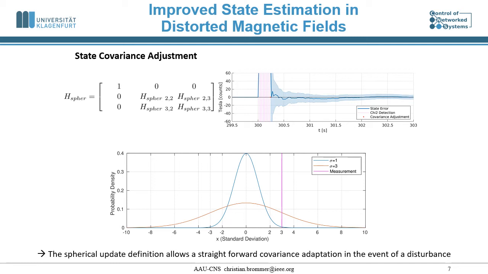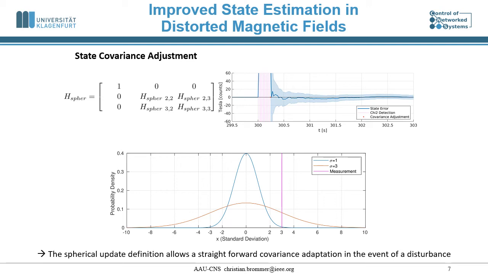We are using the Jacobian of the spherical update definition and the chi-square upper critical value to enclose the disturbance by 1 sigma. This is shown by the orange probability distribution. The error plot of the magnetic field strength on the top right shows the result. A disturbance is introduced at t equals 300 seconds. The covariance is increased after 10 consecutive outliers, and the error, as well as the covariance, converge within 1 second.